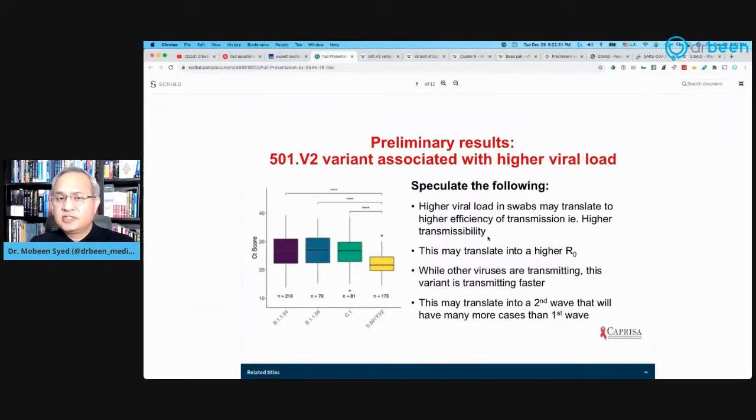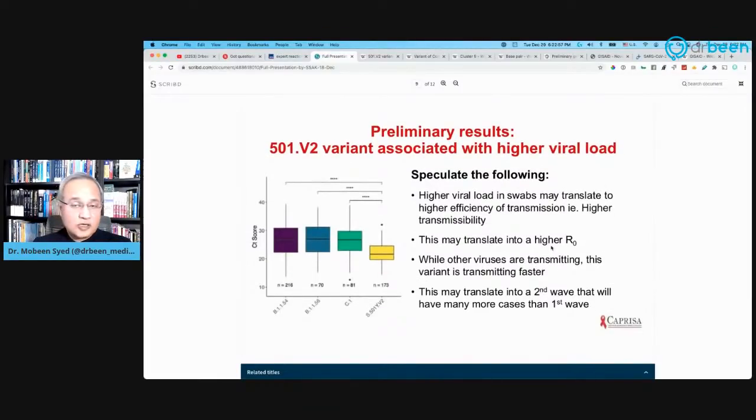I think the sentence could be restructured. What he's saying is that if we are seeing that people have a higher viral load in swabs, that means the throat has more virus, and that means when they're talking and laughing and sneezing and coughing, they may be transmitting more virus volume, and that may cause more spread. This may translate into a higher R naught. Again, these are speculations. We do not have the proof yet.